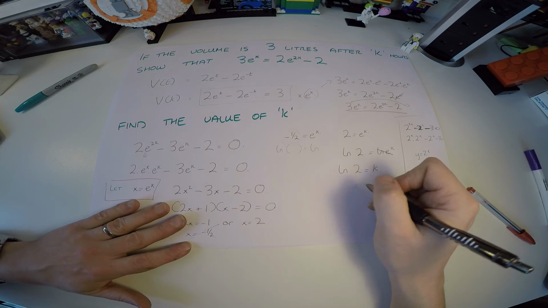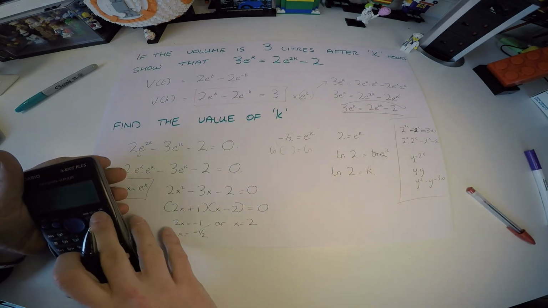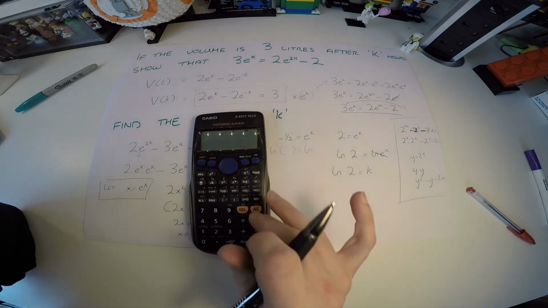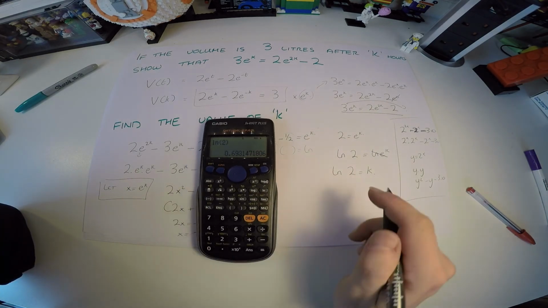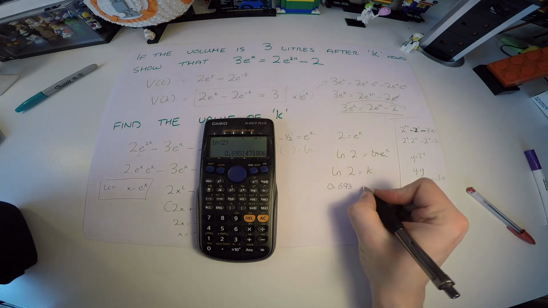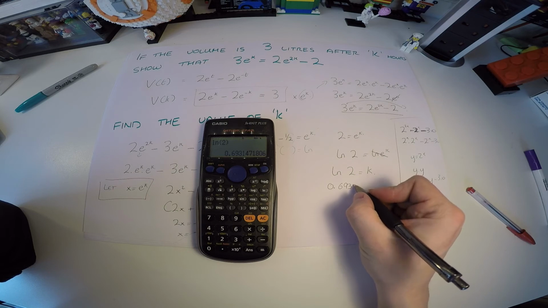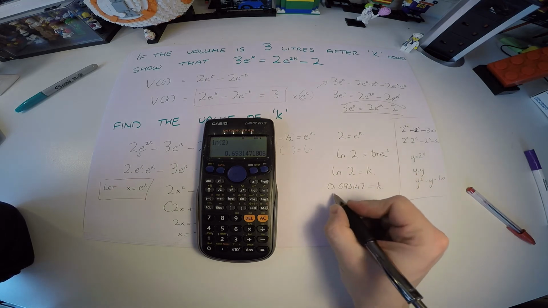Now we need our answer to the nearest minute, so while every part of me wants to leave that as ln of 2, I actually have to go ahead and solve this, right? So natural log of 2, what do we get? We get 0.693, and let's go 147, because we have to go to the nearest minute, is equal to k.